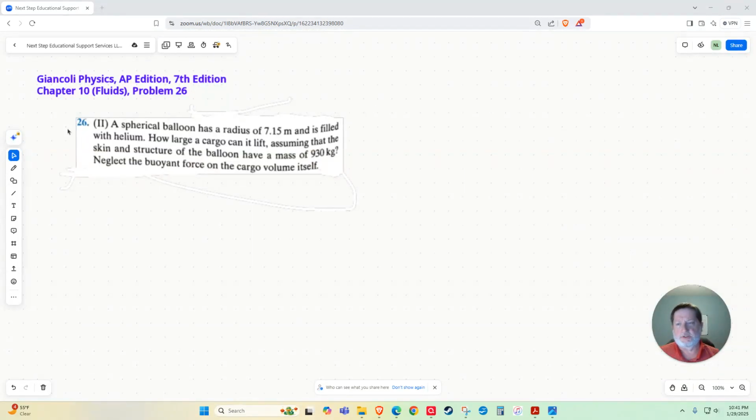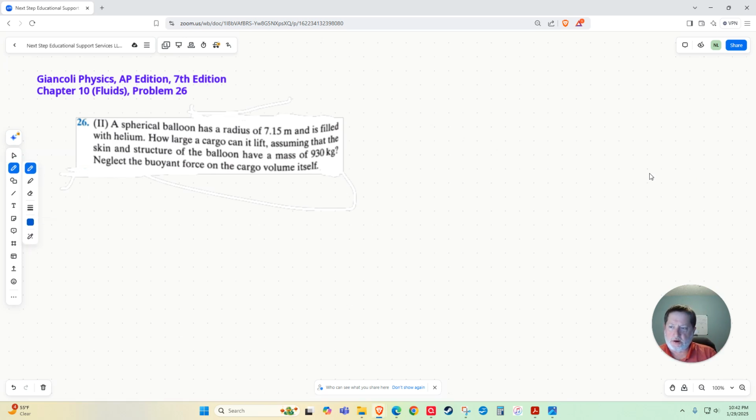Problem 26 reads, you have a spherical balloon that has a radius of 7.15 meters and it is filled with helium. How large a cargo can it lift, assuming that the skin and structure of the balloon have a mass of 930 kilograms? Neglect the buoyant force on the cargo volume itself. So go ahead and pause the video, chew on that problem for a bit, see if you can come up with a plan. Come on back when you're ready.